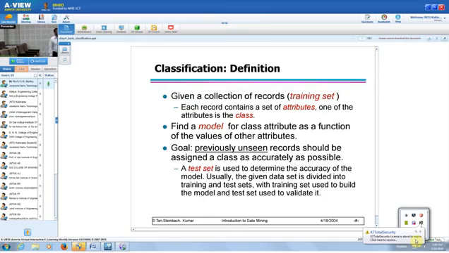Now what is this decision tree? I said you have arrived at the rules. Those rules are framed in a tree format. How to derive that tree is the concept of our classification. But decision tree is only one of the classification techniques. There is one more popular classification technique called nearest neighborhood.